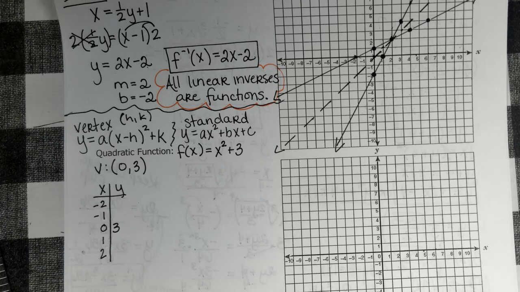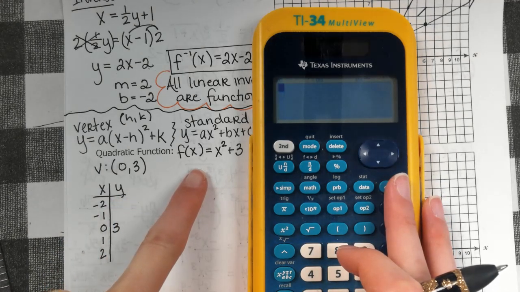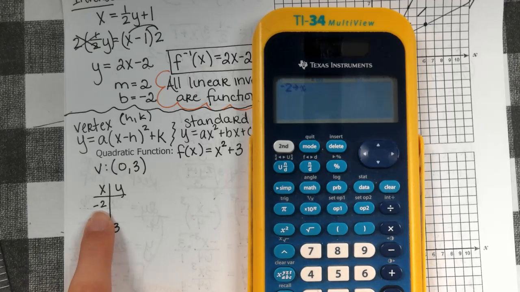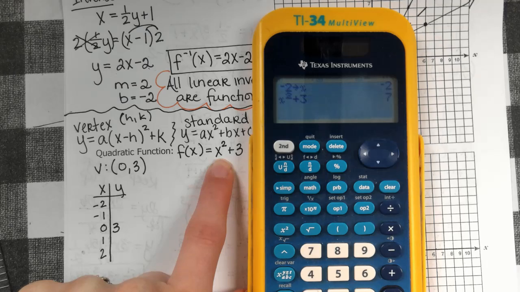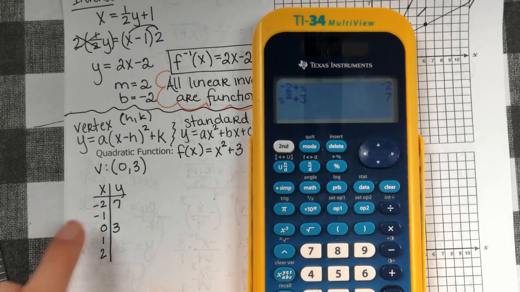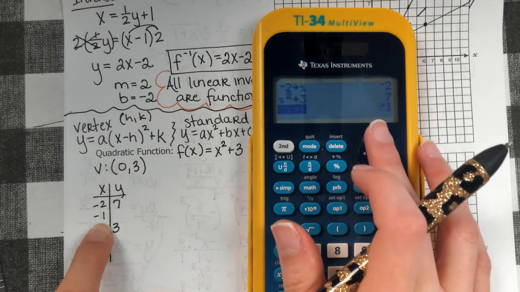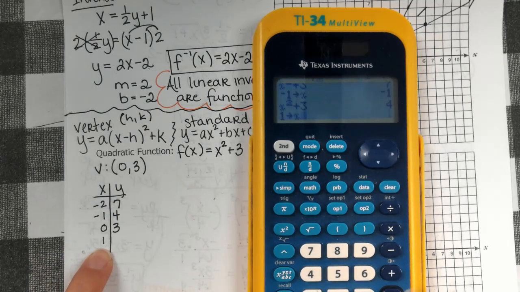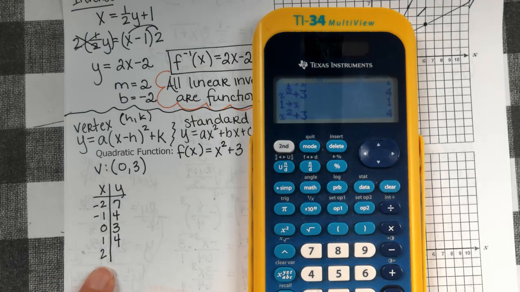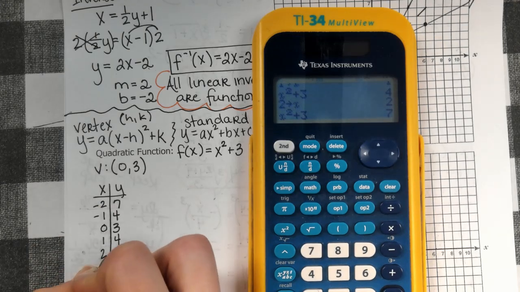Now, with your y values, remember you store each of these x values into your equation. So I've got -2 stored for x, and I take x squared plus 3. That gives me 7. I take -1 stored for x. X squared plus 3 will give me 4. 1 stored for x gives me 4. 2 stored for x should give me what? 7. Because it is a symmetric graph.